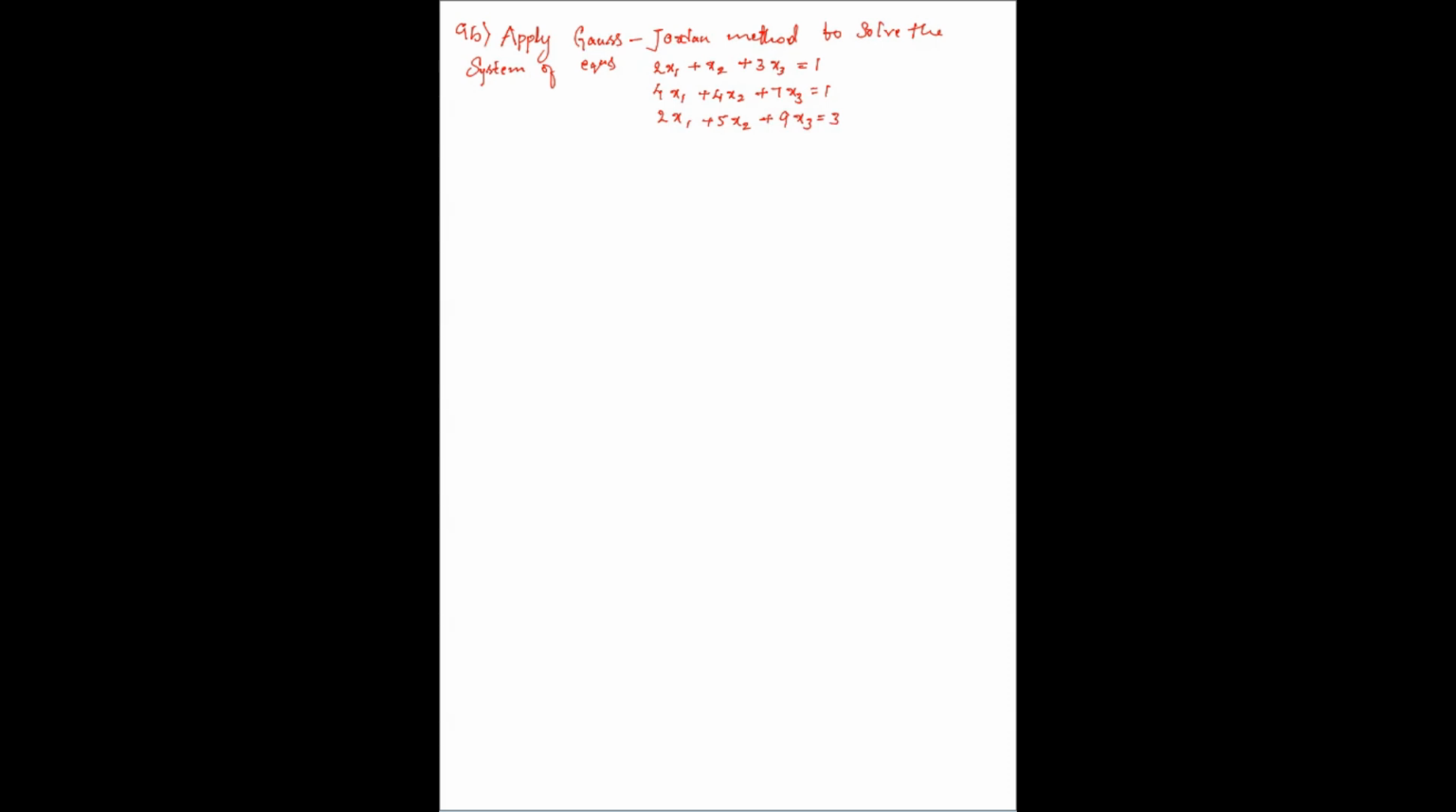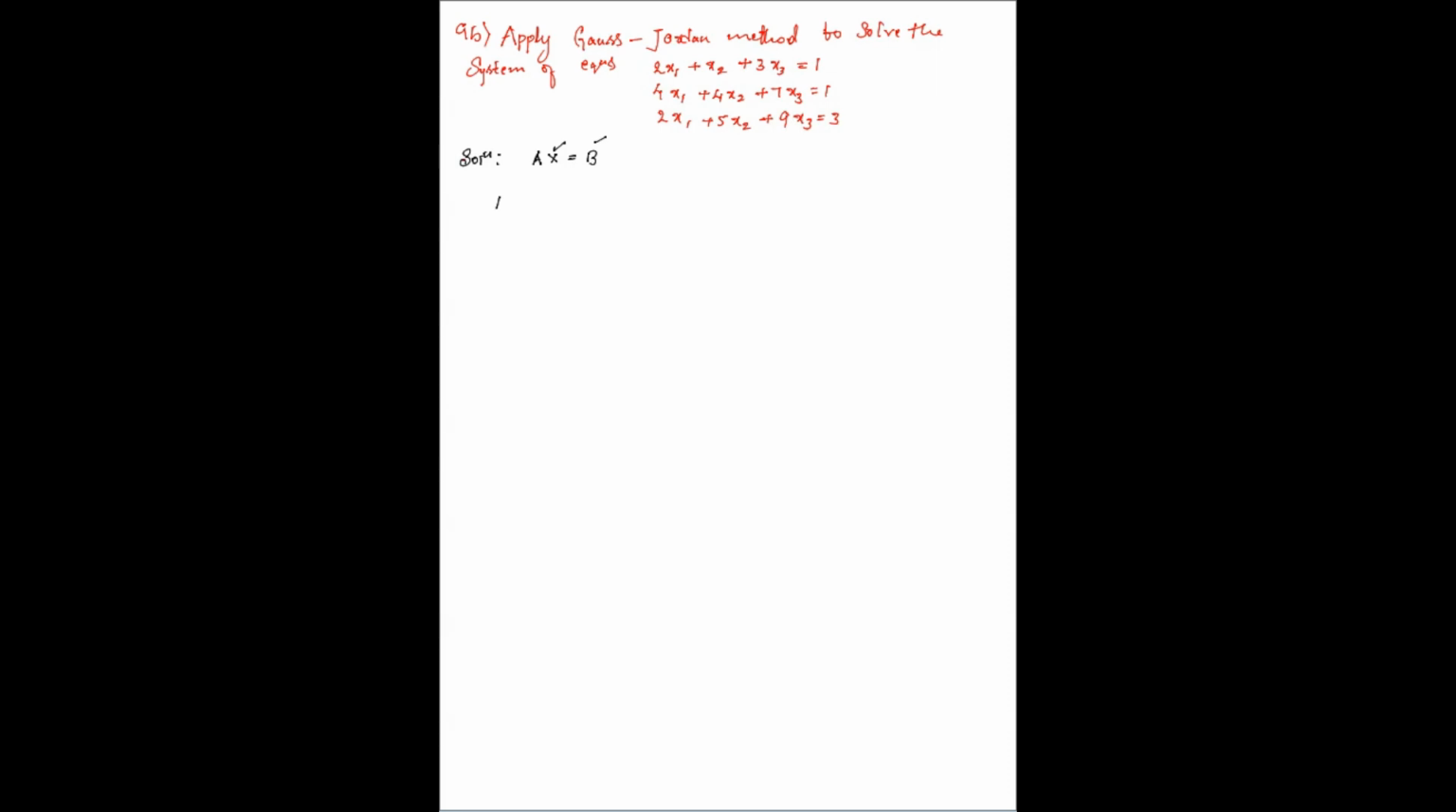So if I go with the solution, the given system of equations is of the form Ax equal to B. What is A, what is X, what is B? A is the coefficient matrix, X is the column of variables, the unknowns, and B is the constant column matrix.